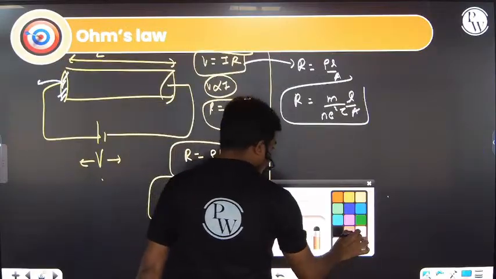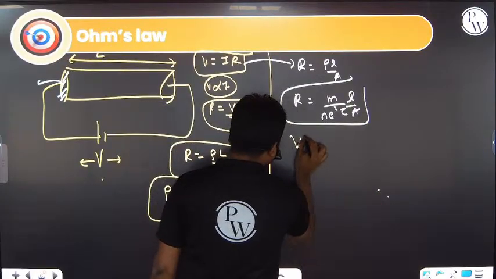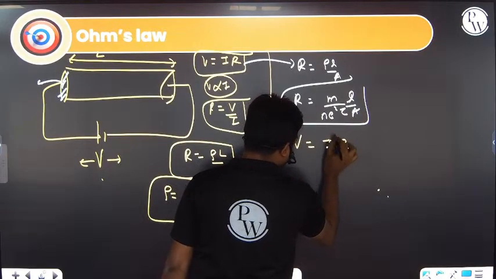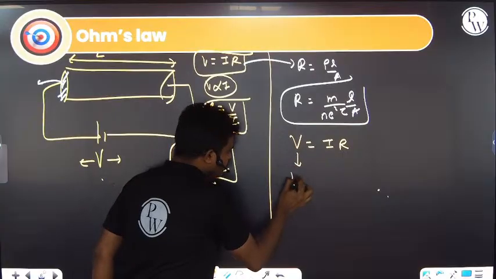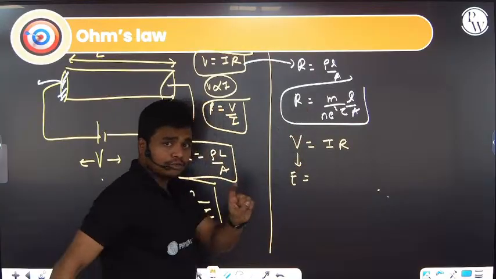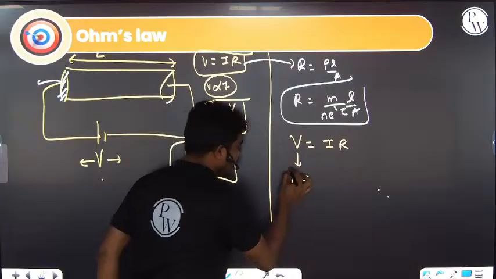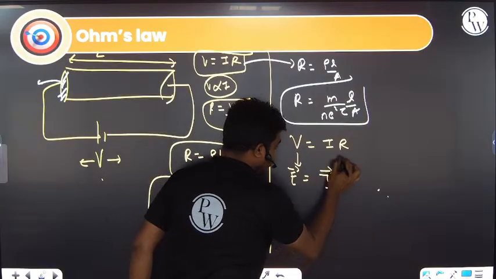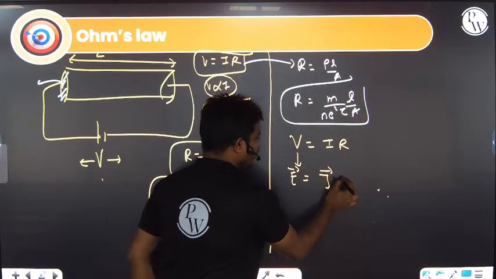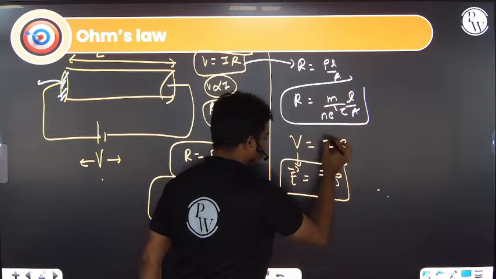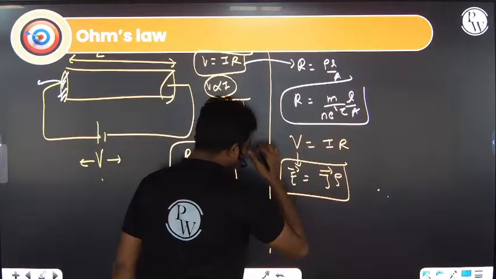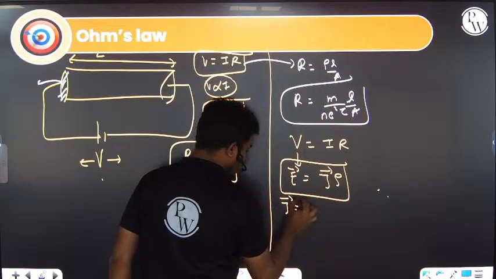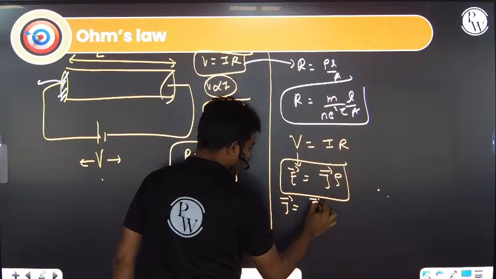Moving to the next part, we know V equals I into R. This is the scalar form of Ohm's law. Correspondingly, we write the electric field E equals I replaced by current density J, and resistance replaced by resistivity rho. So we get the relation E equals J multiplied by rho. Or I can write J in terms of E divided by rho.